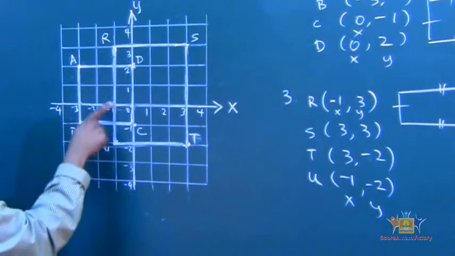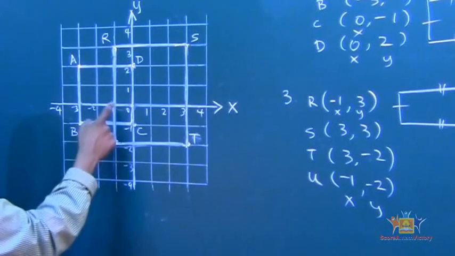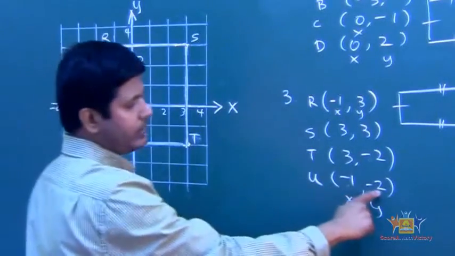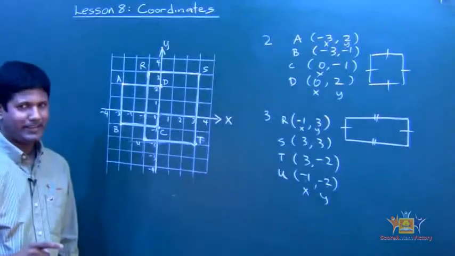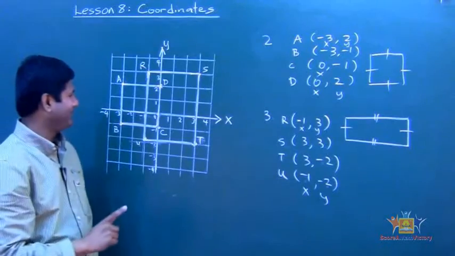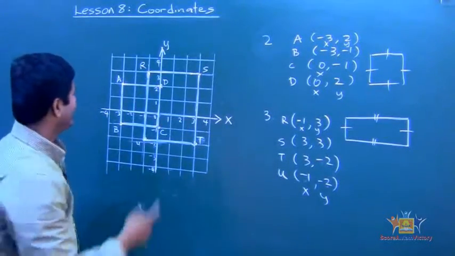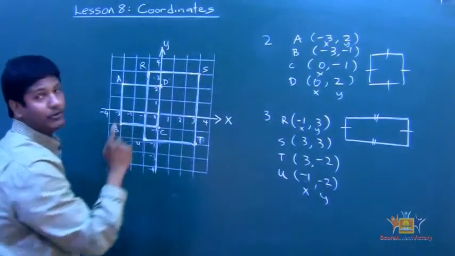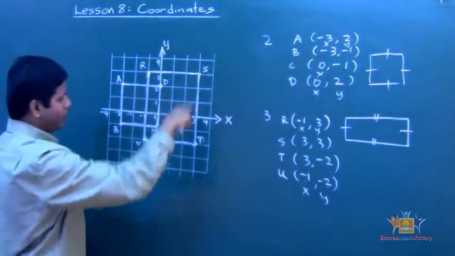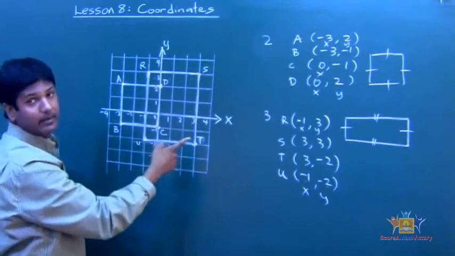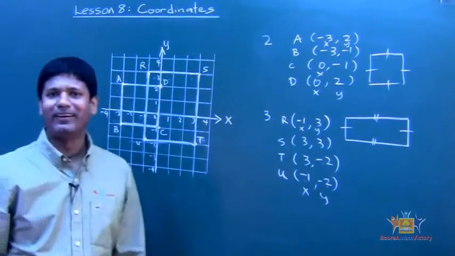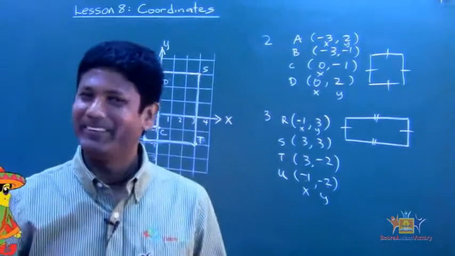-1, -2. That's going to be U. See where it's touching at the x-axis? -1. Where it's touching at the y-axis? -2. -1, -2. You got it? Good job. Proud of you. See that rectangle? Because you can tell 1, 2, 3, 4 units, and 1, 2, 3, 4, 5 units. That makes it 5, 5. Opposite sides are the same length. 4, 4. Opposite sides are the same length. That's it. Good job.